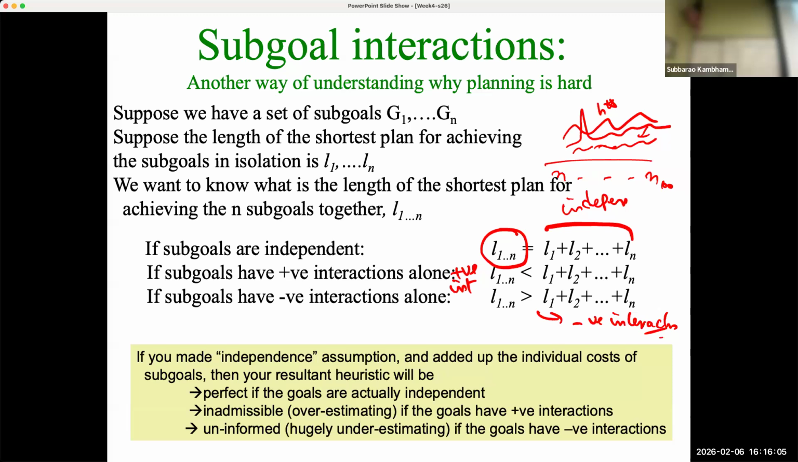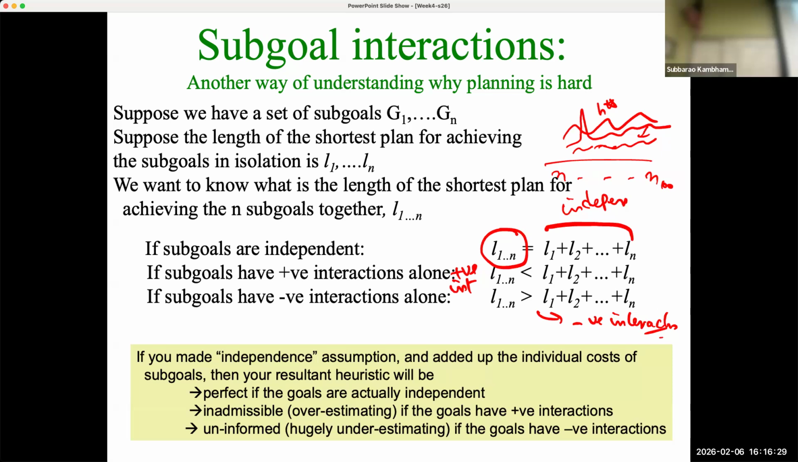The more general case is you have both positive and negative interactions. There are some positive interactions, some negative interactions. So basically L1 dot Ln is much harder to just pin down, and heuristics are trying to give you some kind of a lower bound. And the way you will, yes, go ahead.